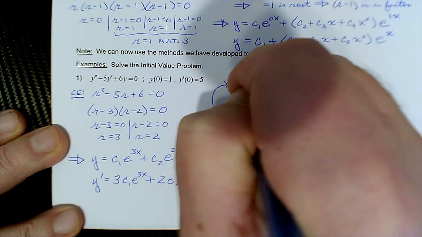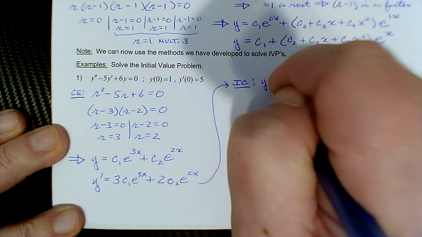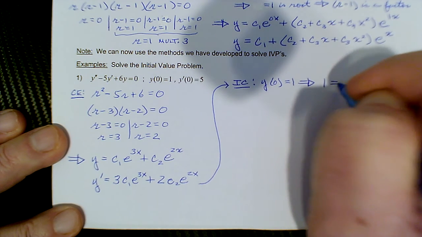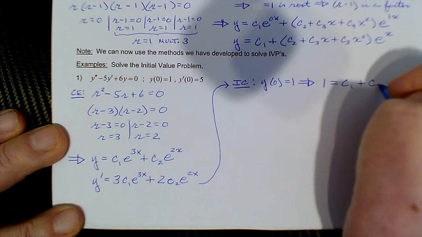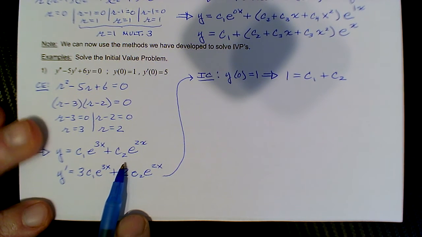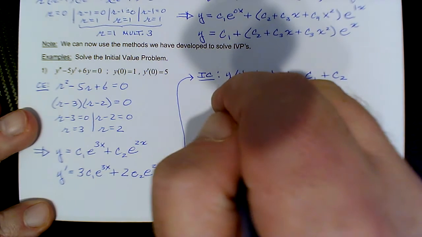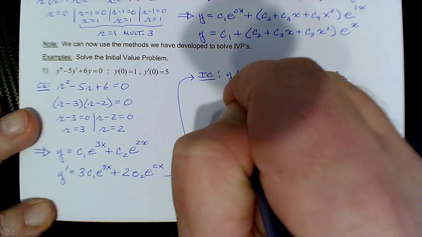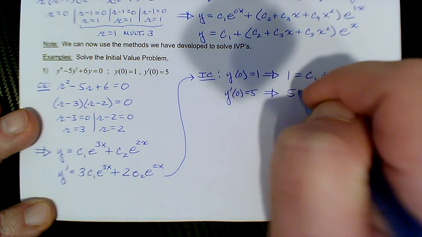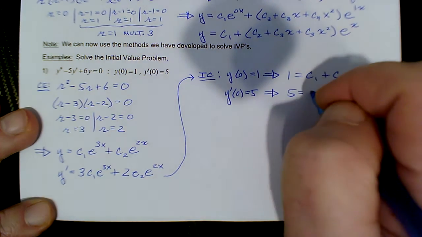Alright, I'll move up here for the initial conditions, and we have y of 0 equaling 1, giving us 1 is equal to c1 plus c2, because we're substituting into y here, and y is 1 when x is 0. Obviously the e to the 0's go to 1, and then y prime of 0 was given to be 5, so then we have that 5 is equal to 3c1 plus 2c2.